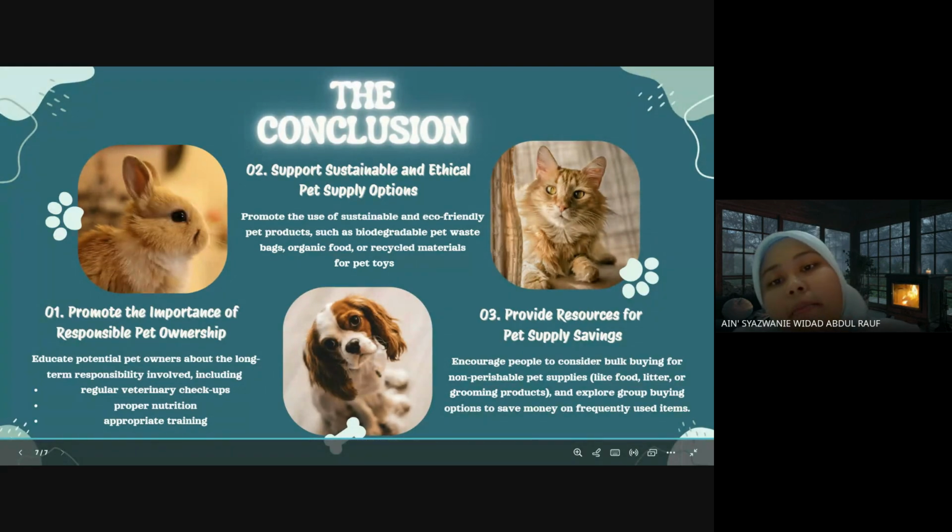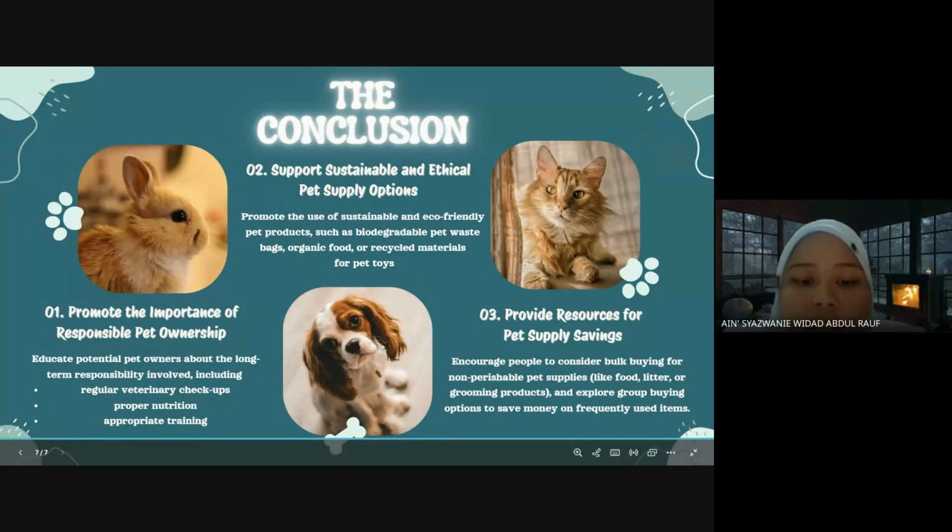Second is to support sustainable and ethical pet supply options. With growing environmental awareness, this point advocates for eco-conscious consumer behavior in the pet industry. Pet owners are encouraged to choose biodegradable waste bags, sustainably sourced or organic foods, and toys made from recycled materials. These choices reduce the carbon footprint associated with pet care and support ethical manufacturing, aligning animal welfare and environmental responsibility.